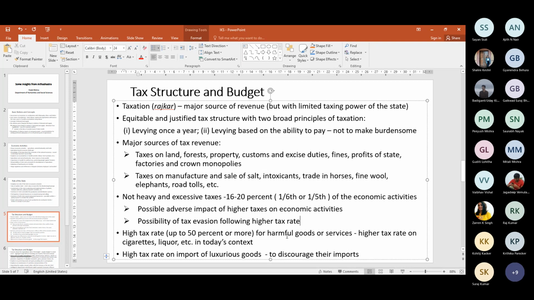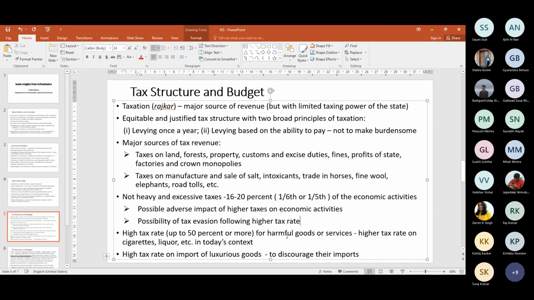If we discuss contemporary theories on taxation, on public finance, we see a high degree of similarities with these concepts that we see in Arthashastra. Arthashastra also pointed out a high rate of tax on import of luxurious goods, basically to discourage their imports and encourage their domestic production.